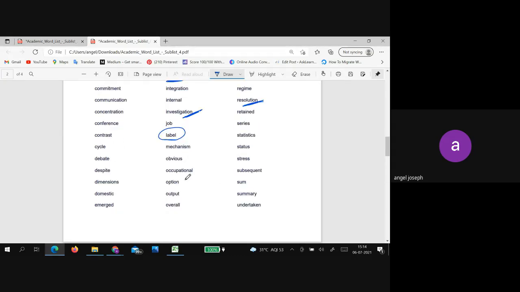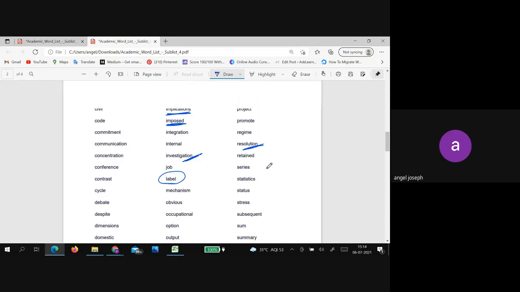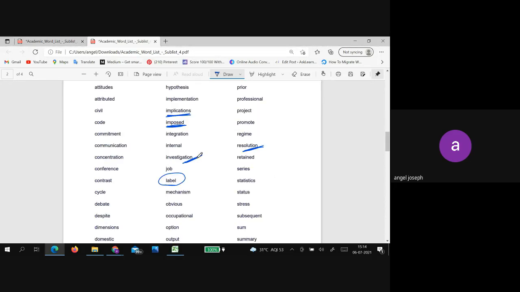Occupational I have done. Summary all of you know. I am generally discussing these words so that you should know them. One typical word here is regime. What do you mean by the word regime? Basically, an everyday routine is a regime, something that you do every day. So I am into an exercising regime nowadays. If someone says regime instead of routine, that's a good usage.